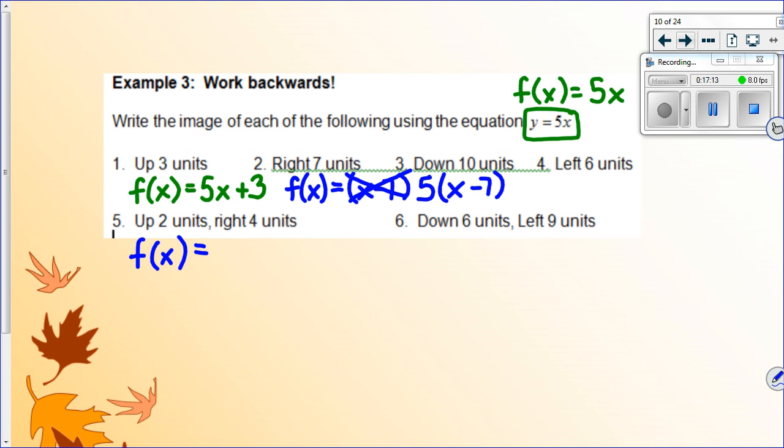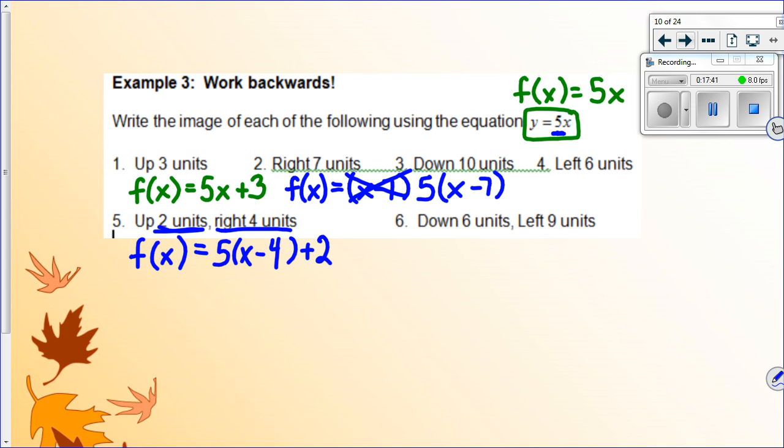Okay, let's go back now to number 5. So f of x. I want to deal with the right translation first. So that's going to be on the inside of my parentheses. Again, my slope is 5. I don't want to forget that. And then this is right 4 units. Remember, inside of the parentheses is the opposite of what you think is going to happen. This says right 4 units. So I'm going to subtract 4. Okay, now moving to my vertical translation, I have up 2 units, which is what we think, plus 2.